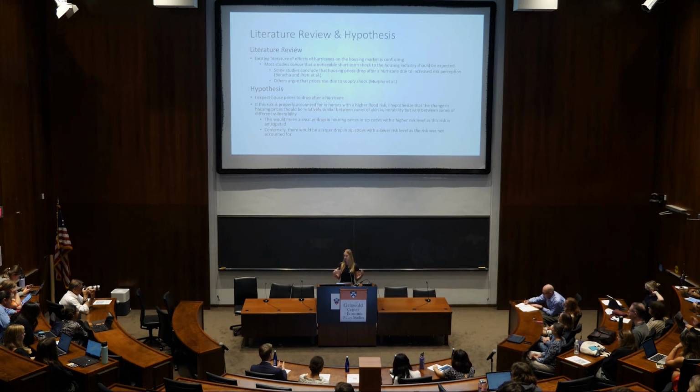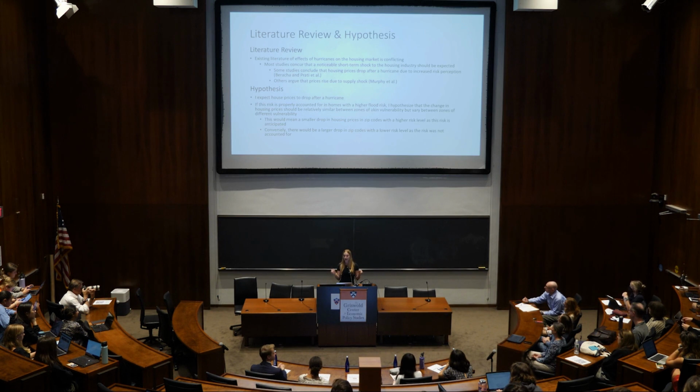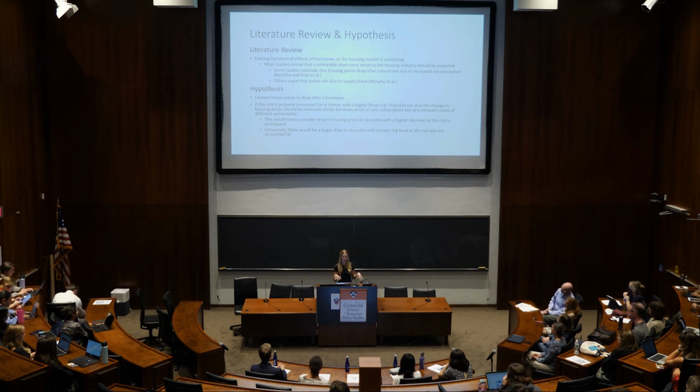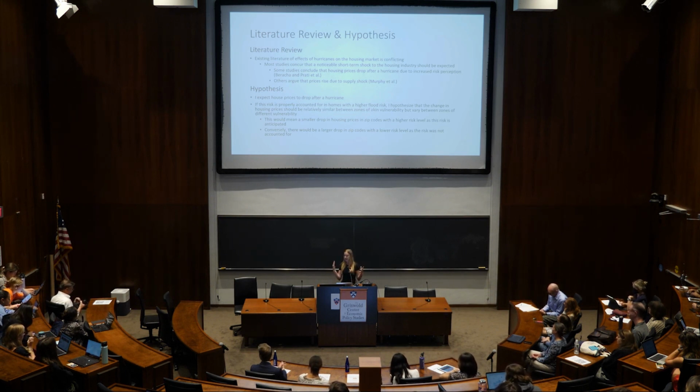And as for how risk is incorporated into this, my logic was that if risk was accounted for in these high risk versus low risk zones, then there would be a smaller drop in housing prices in the high risk zip codes. This is because residents that lived in these high risk areas were aware of their risk, so it wasn't as much of a shock when a hurricane came. This was something they anticipated, while for residents that lived in lower flood risk areas, the hurricane was a greater shock. They weren't anticipating it as much, thus the prices dropped more.